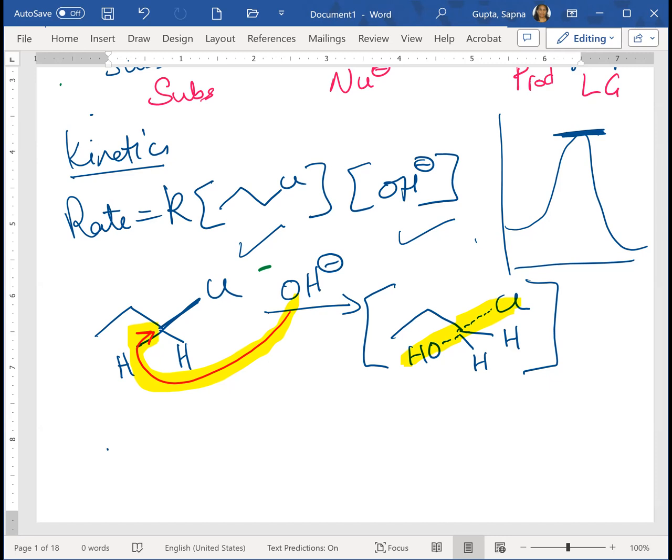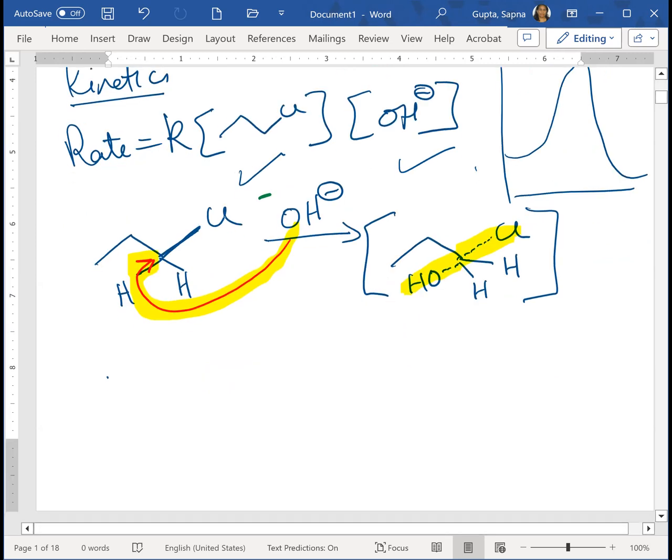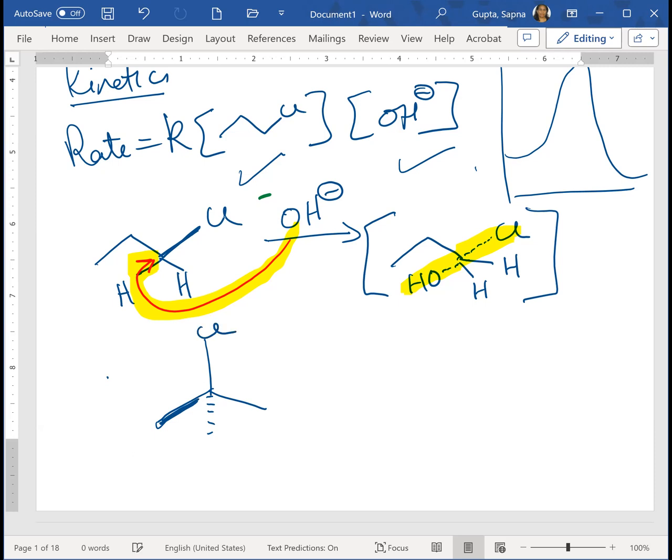So let me explain why I had to change the arrow. Let me try and write this in a tetrahedral way here. So this is the carbon. Remember, this is how it is. Let's say chlorine is over here. This is hydrogen, hydrogen, and the ethyl group is here. So this is kind of what we have.